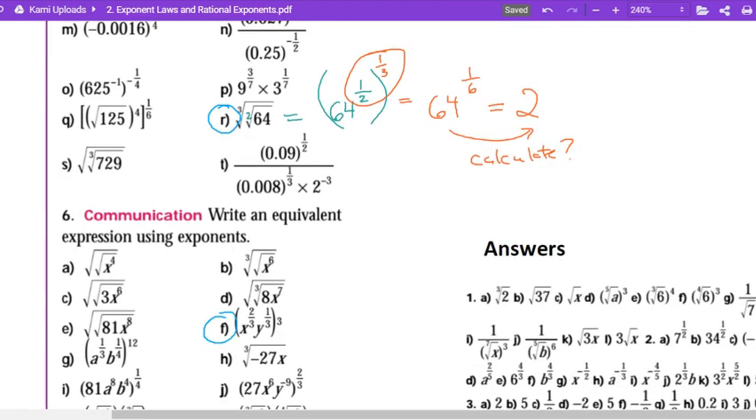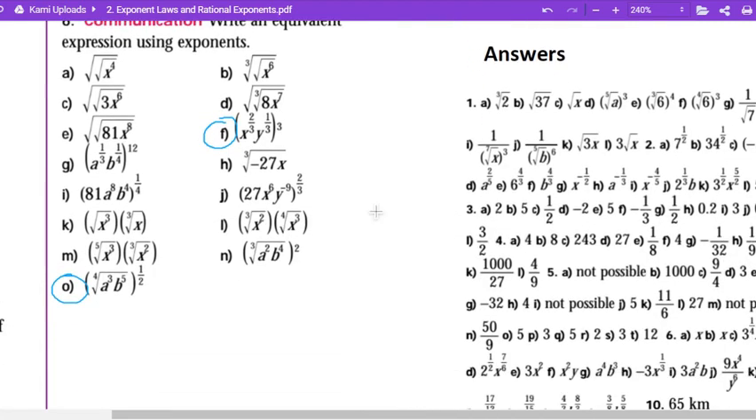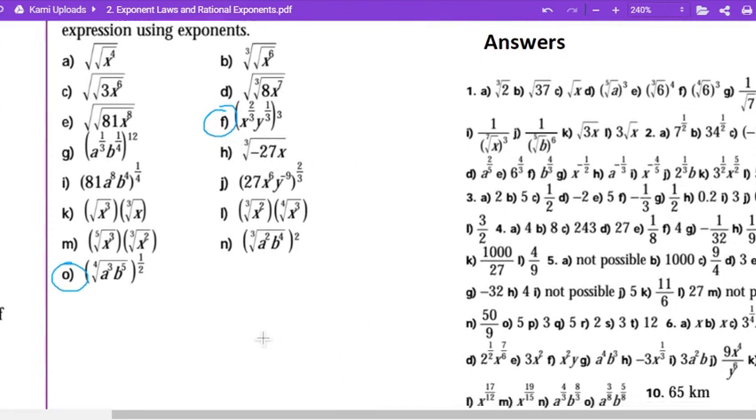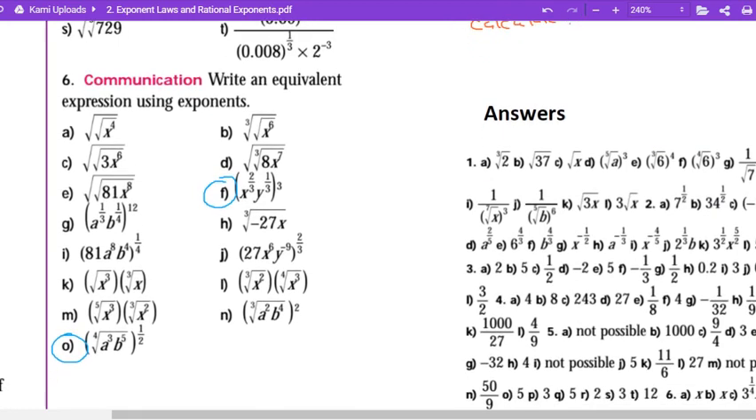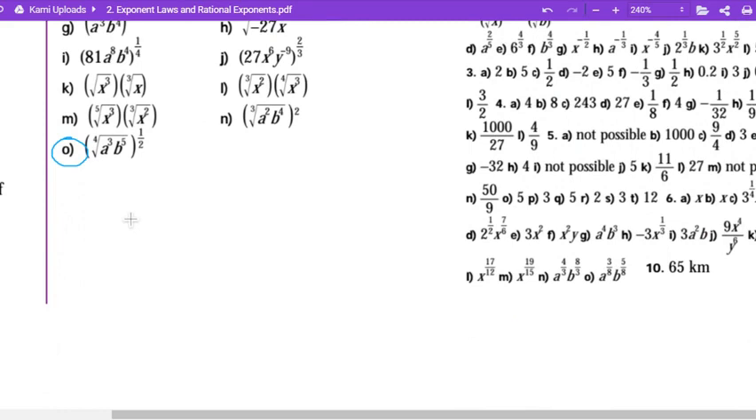So in these cases, we are evaluating, we're finding a value. And then if we look at some of these other questions, we are now asked to just simplify or write an equivalent expression using exponents. So this is in radical form. I'm just going to do O.